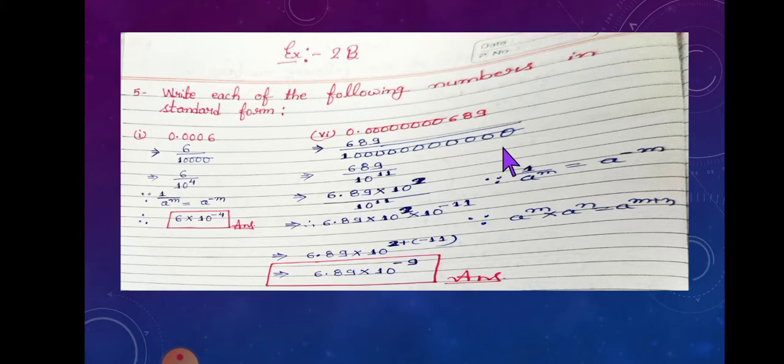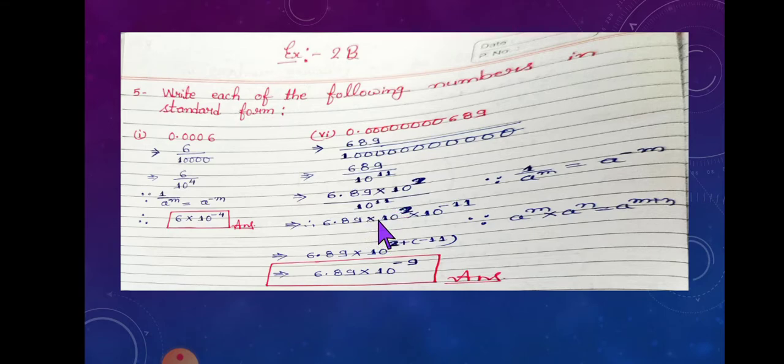Similarly, we will do this question also. We will convert the decimal into a fraction. Then after the decimal, we will add zeros for the number of digits. Because 11 zeros are there, we will write upon 10 power 11. And you can see there is 6.89. So 6.89 multiplied by 10 power 2 upon 10 power 11.